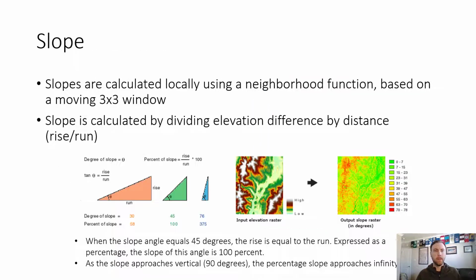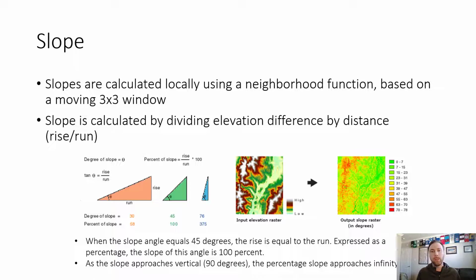Let's talk about it. Slopes are calculated locally using a neighborhood function based on moving a 3x3 window. Essentially, imagine having your entire raster image, and a 3x3 cell window moves one little bit at a time, and it does the math. It takes the difference between adjacent cells, subtracts one from the other, and divides the rise over the run. So the difference in those vertical values divided by the distance between the points. Slope is calculated by dividing elevation differences by distance.